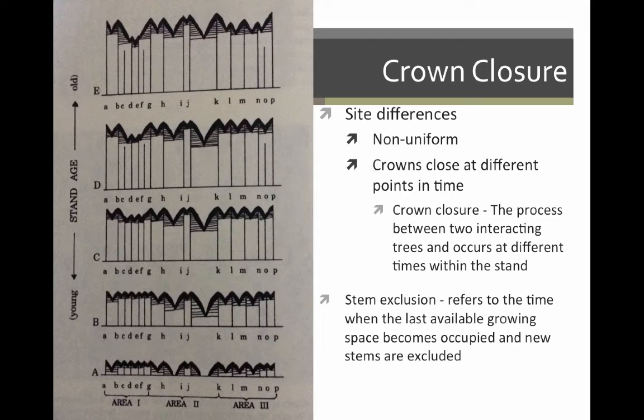And as we move with stand age, we're seeing this kind of stem exclusion stage. So it refers to the time when the last available growing space becomes occupied and new stems are excluded. So we're seeing this use of all the growing space is tied up in all these trees. So it's all tied up and new stems are being excluded.